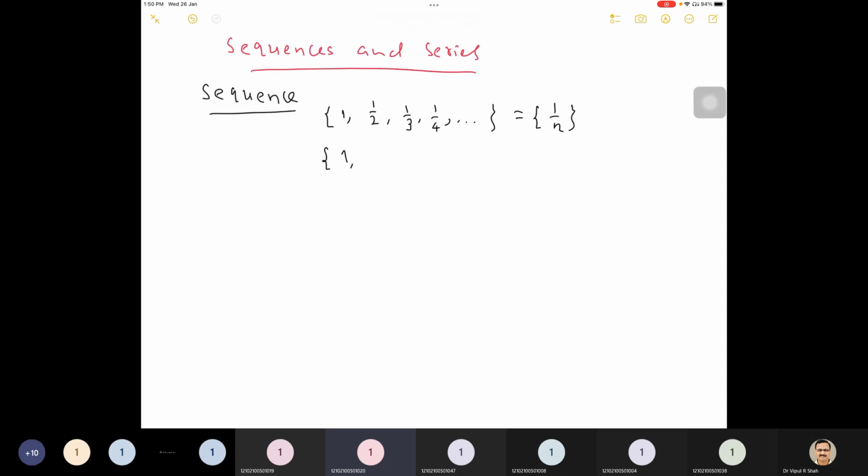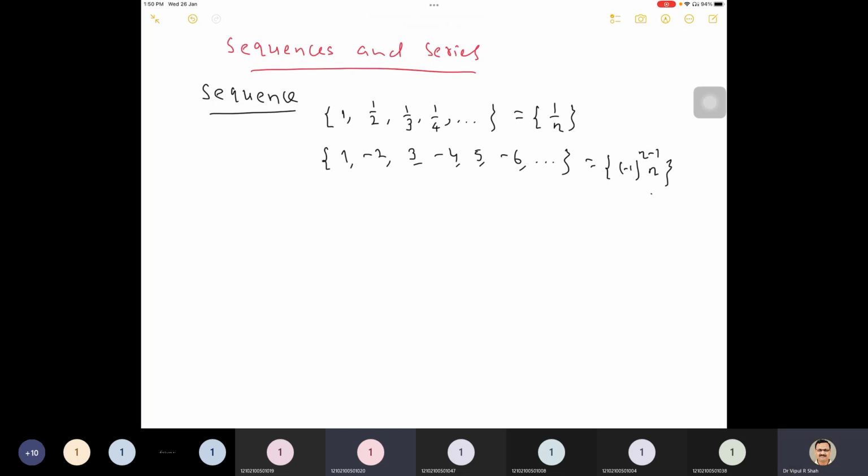Say 1, then -2, then 3, say -4, then 5, say -6. This is also a sequence. You can write these sequences also in this way: (-1) power n minus 1, into n. So if n is 1, then it is 1. If it is 2, then it is -2. If n is 3, then it is 3. Like that. So that is a sequence.